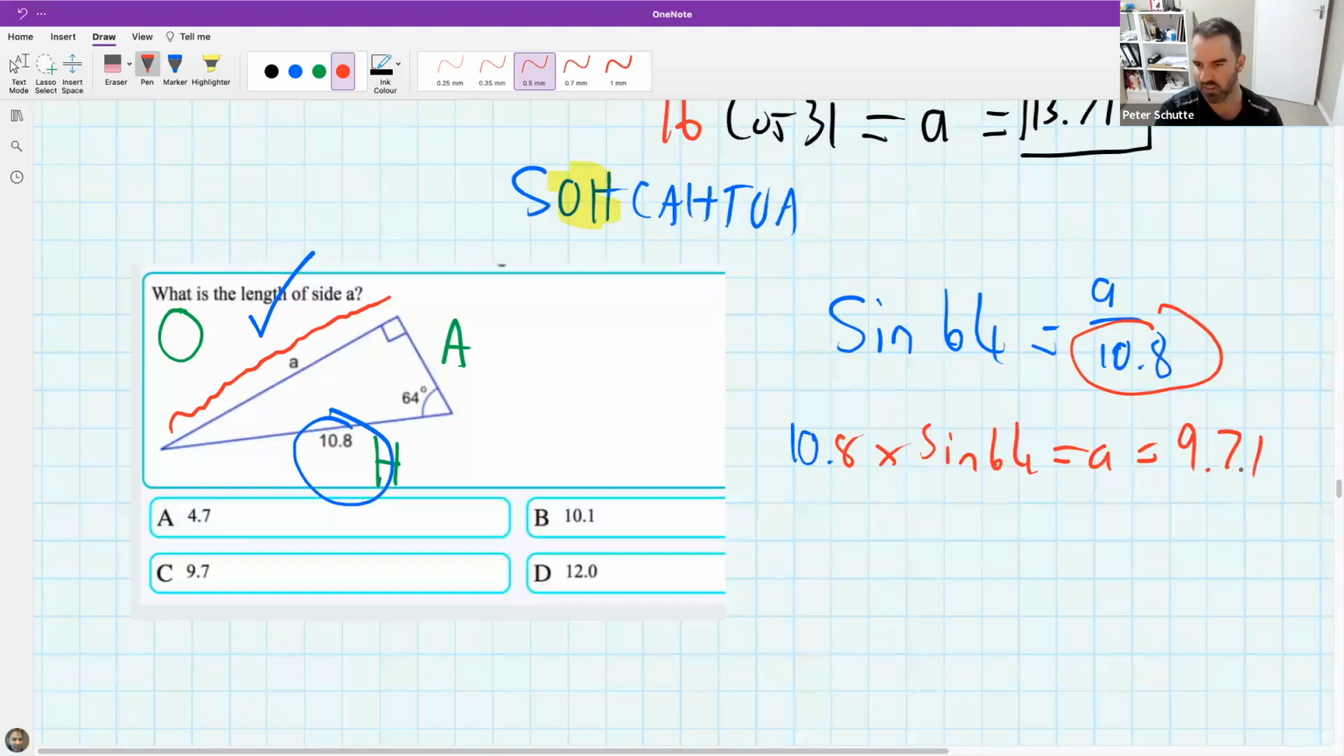I get 9.71, 9.71, which means the correct answer here must be C.